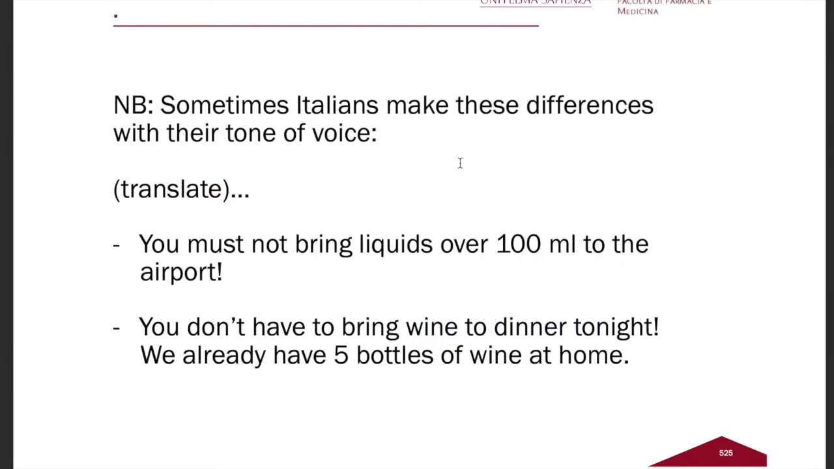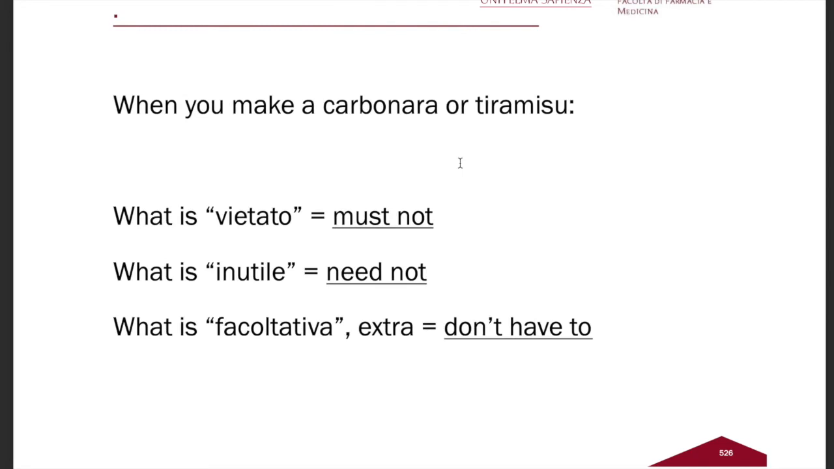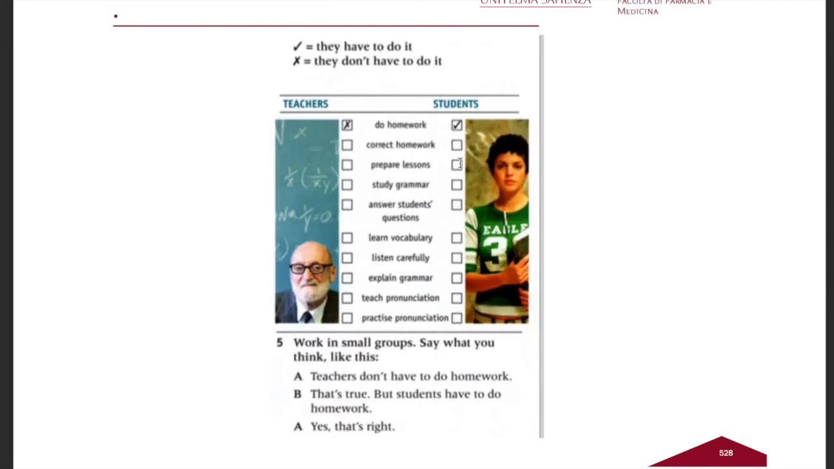Okay, and we've talked about this. So for speaking with your host family, you can talk about teachers and students, and this is a basic B1 kind of example. What do teachers have to do, and what do students have to do?